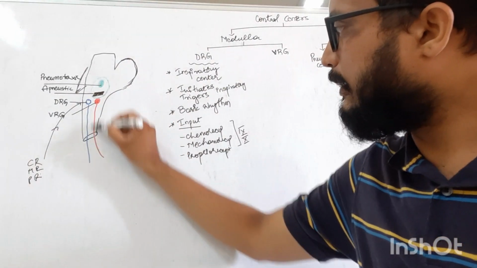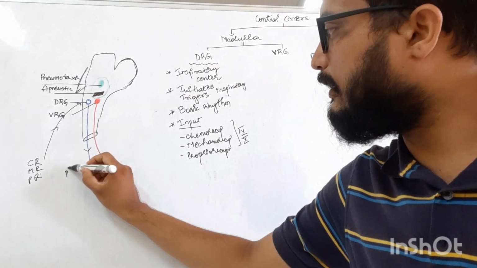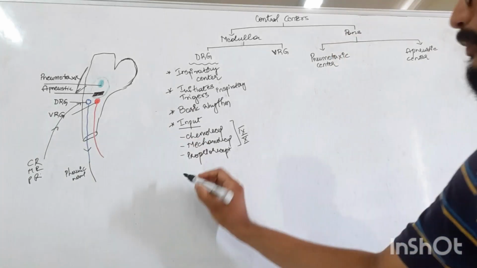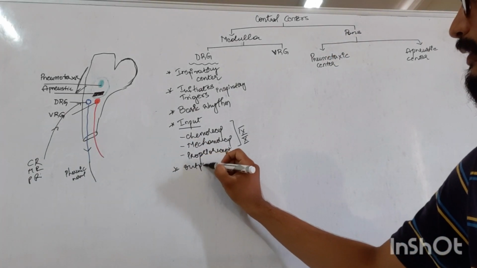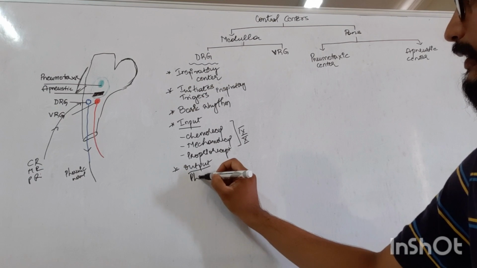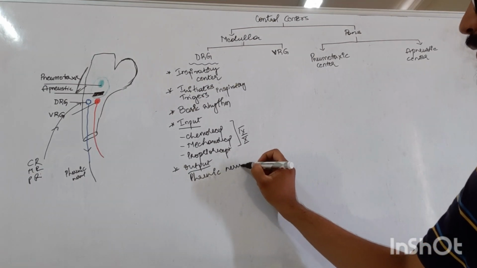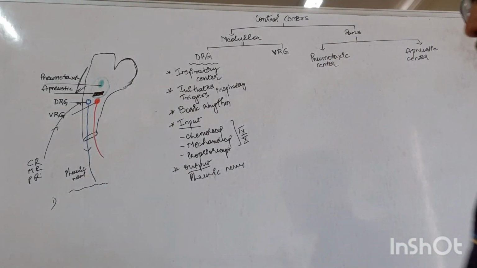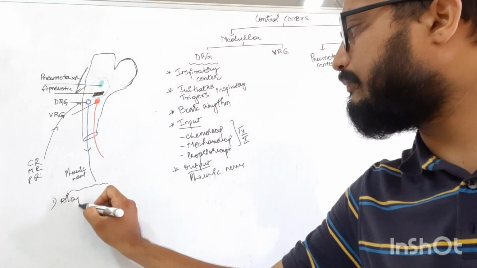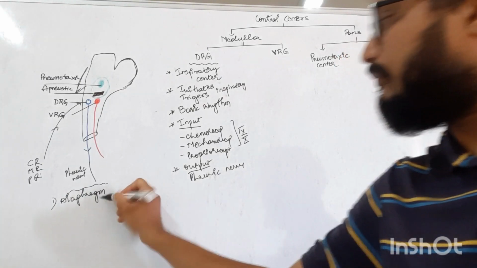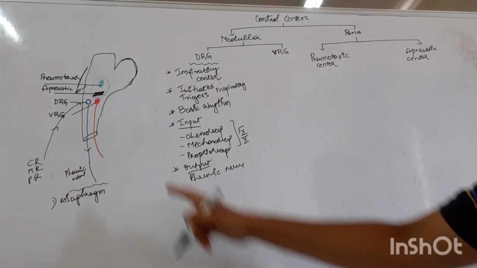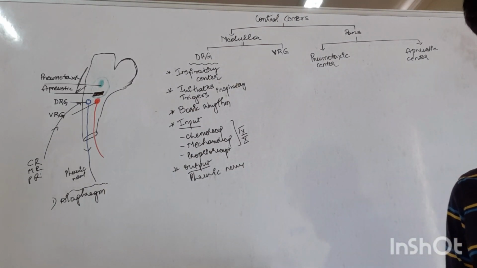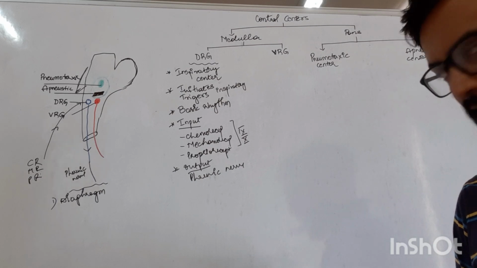From the dorsal respiratory group neurons, through the phrenic nerve, the motor output is passed. The output is via the phrenic nerve, which will innervate the principal inspiratory muscle, that is the diaphragm. So whenever we get the impulse from the dorsal respiratory group neurons, the diaphragm gets contracted, then the inspiratory process starts.